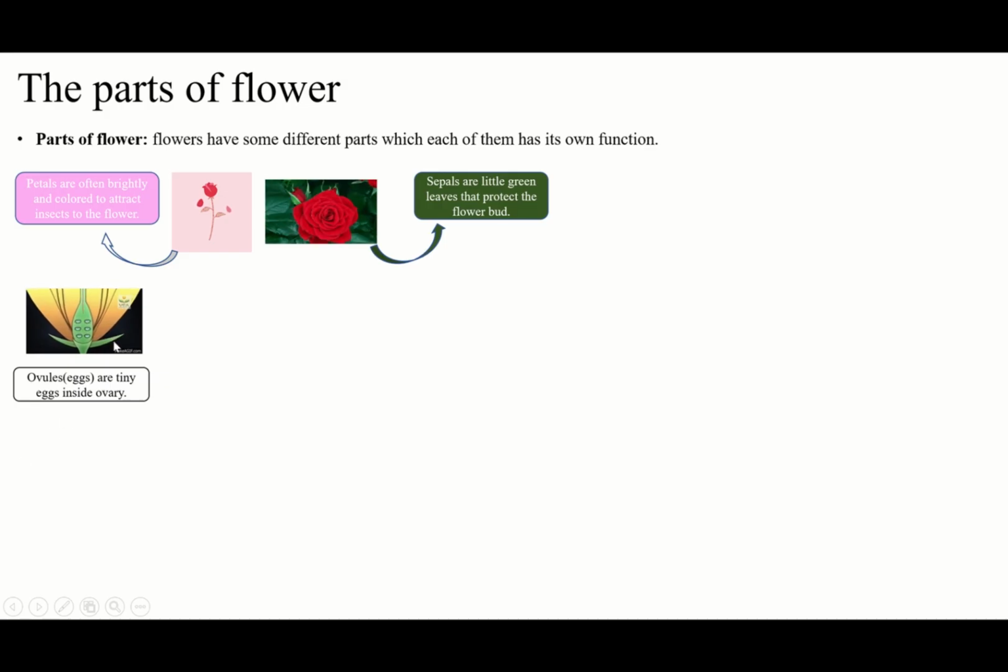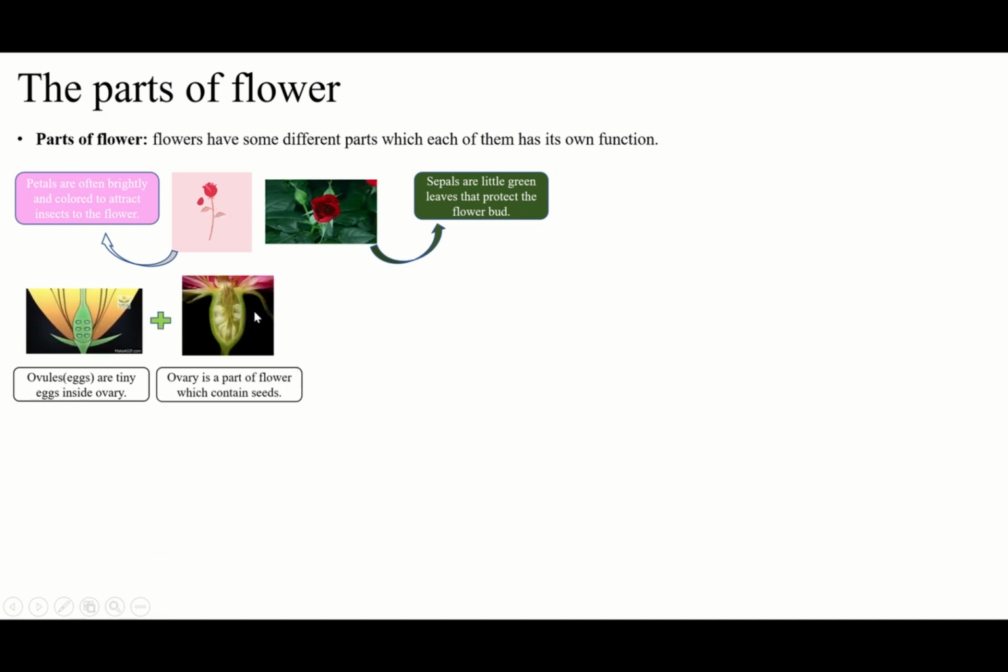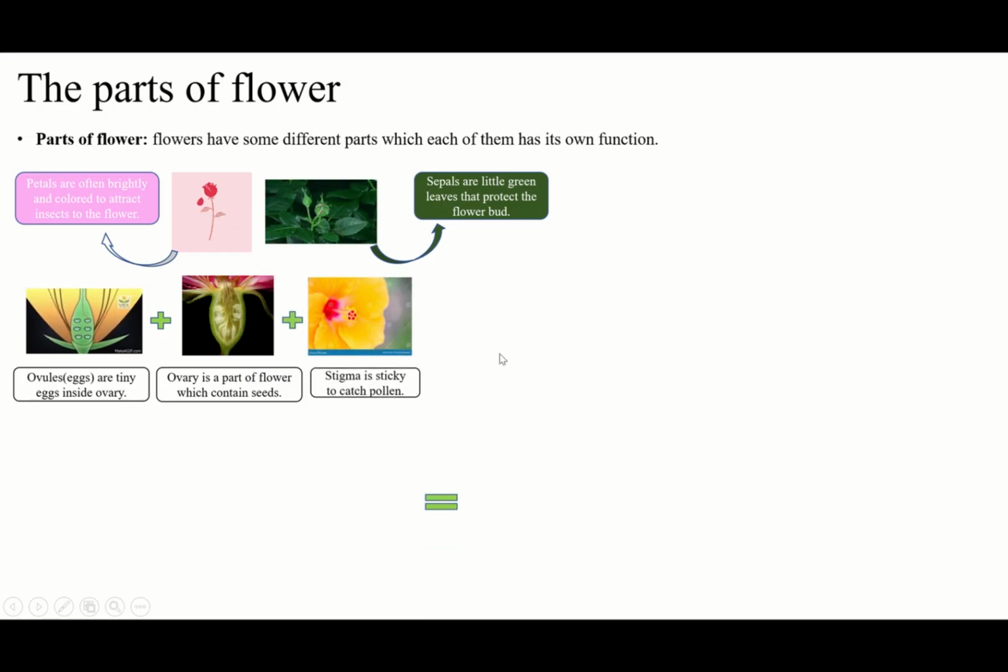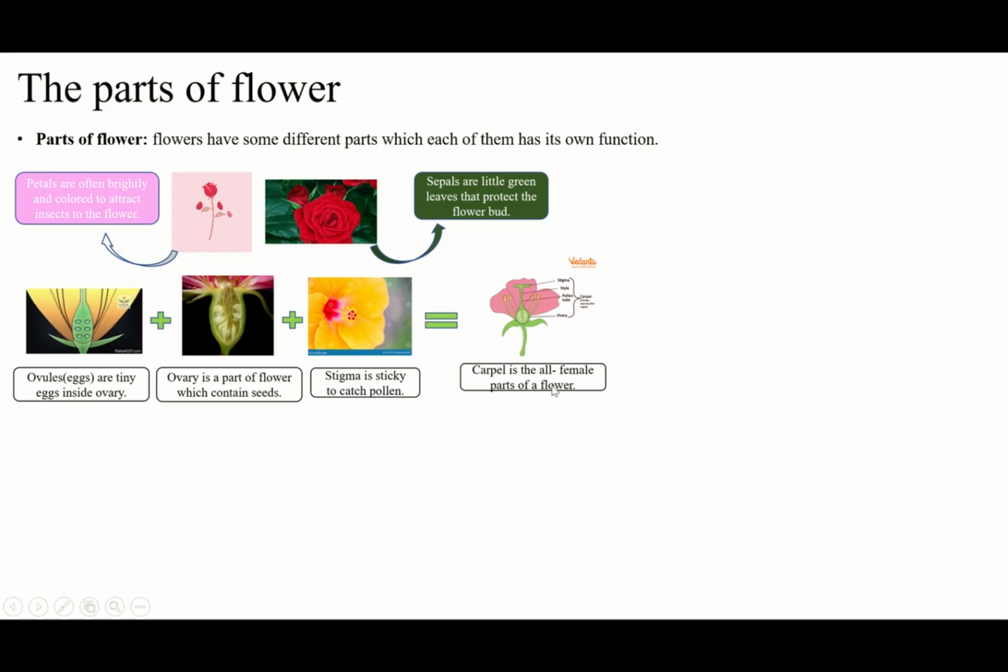What about the others? Let's go for the female part. We said ovule or eggs, the tiny eggs inside the ovary. These are the eggs, plus the ovary. Here is all the ovary. You see, guys, the eggs. These are the eggs inside it. Plus the stigma. All of them together, we call this carpel, meaning the female part.